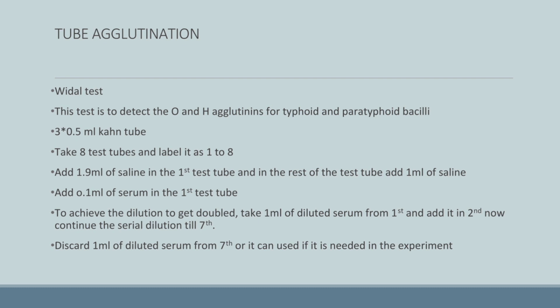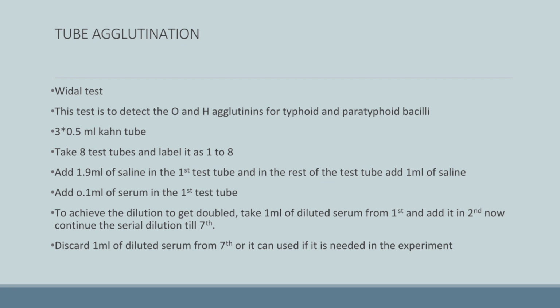At first, for O agglutination, they used Felix tubes, which look like short round-bottomed tubes. For H agglutination, they used Dreyer's tubes, which are narrow tubes with a conical bottom. But nowadays, 3 into 0.5 ml Kahn tubes are used for both O agglutination and H agglutination.